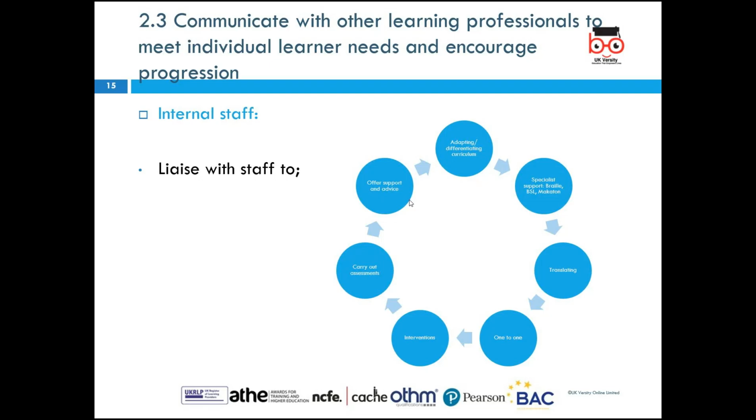But on the flip side as well, even if you go and speak to a staff member that might not have that much experience and they might be newly qualified, they might have come up with new models and theories that they know about. And so it's nice to get fresh ideas as well.